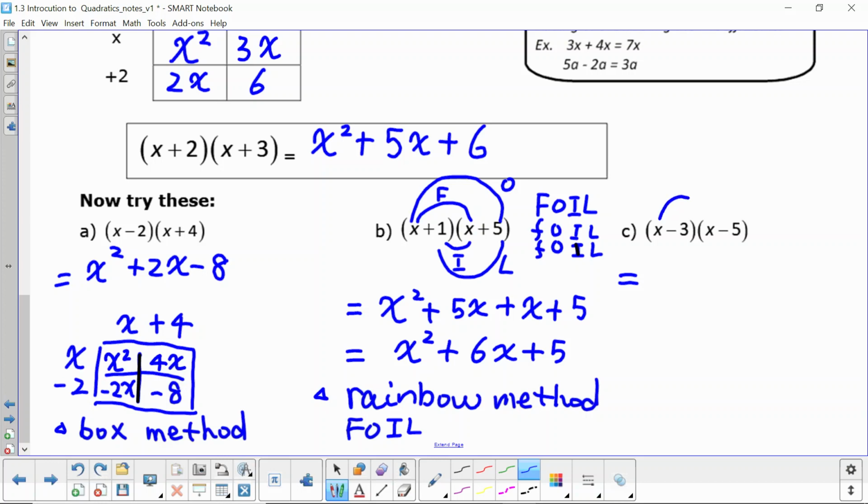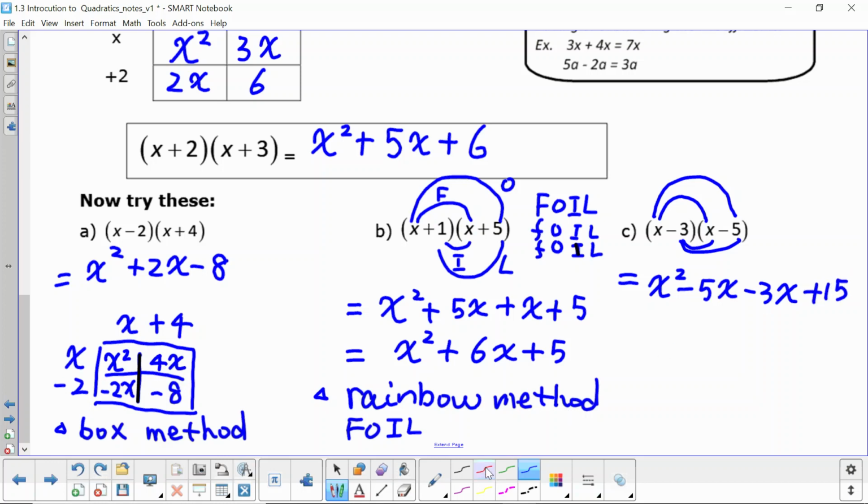So first times first: the first term in the first bracket times the first term in the second bracket. So x times x is x squared. Then outside times outside. X times -5 gives you -5x. Then inside times inside is -3x. Then the last term in both brackets, -3 times -5, gives you +15.